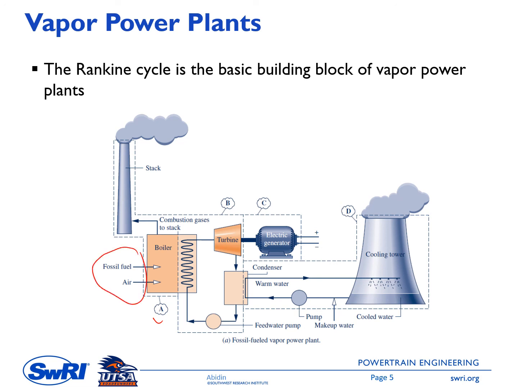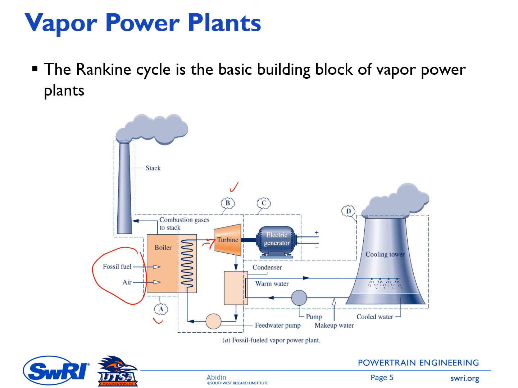Fossil fuel and air enter the combustor, and there is combustion, and then there will be a conversion from chemical energy into thermal energy. This thermal energy will boil the water and generate steam, and then it will flow to the turbine here. Going to the right, there is another system, system B. This is the Rankine cycle, or the vapor power cycle part that we will learn.